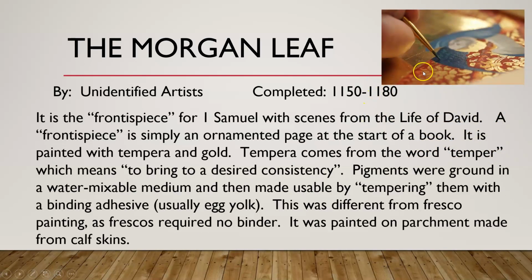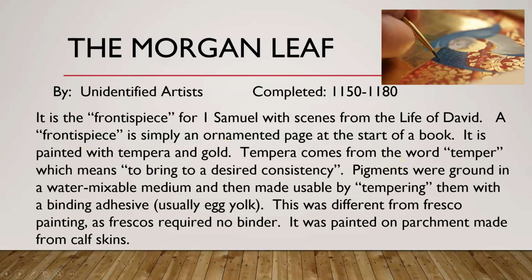So here's a little image up here. It is the frontispiece for 1 Samuel with scenes from, if any of you guessed it, the life of David. Oh, and in case you didn't get the date, here's the date right here, early 12th century. A frontispiece is simply an ornamented page at the start of a book. Front piece.